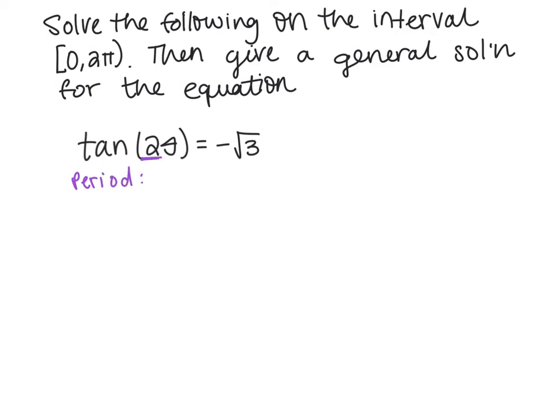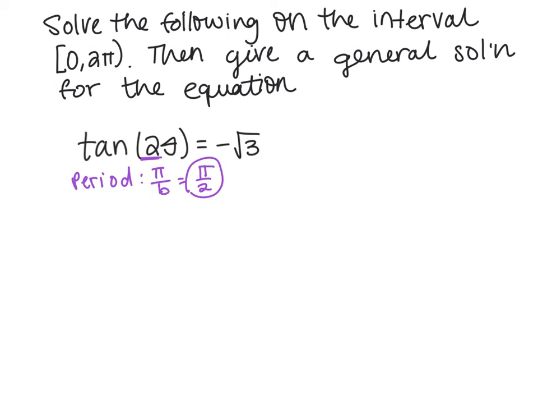In this case, we actually have a b value, and then tangent normally has a period of pi. So it's going to be pi over b. In this case, b is 2. So our period is going to be pi over 2. And that just means in the general solution, we're going to write plus pi over 2n instead of what we've been doing.